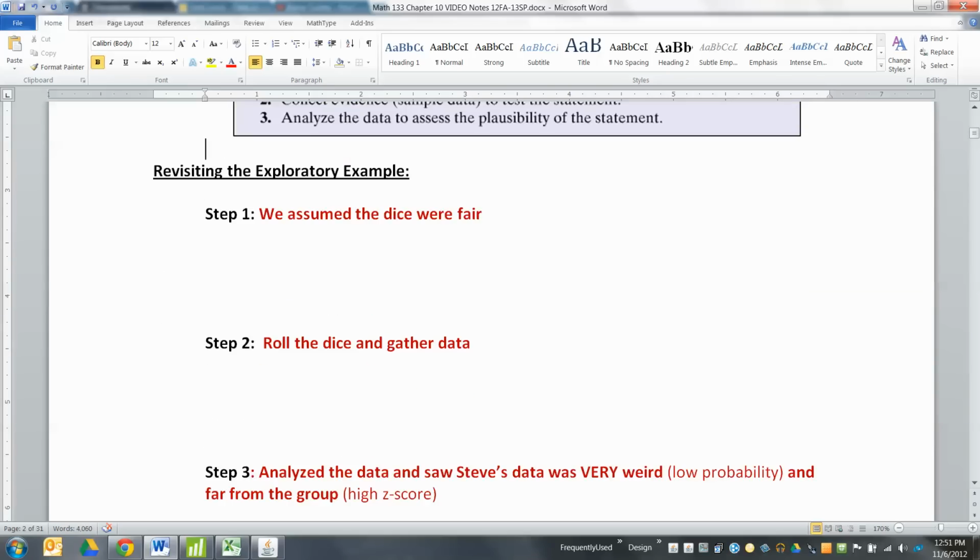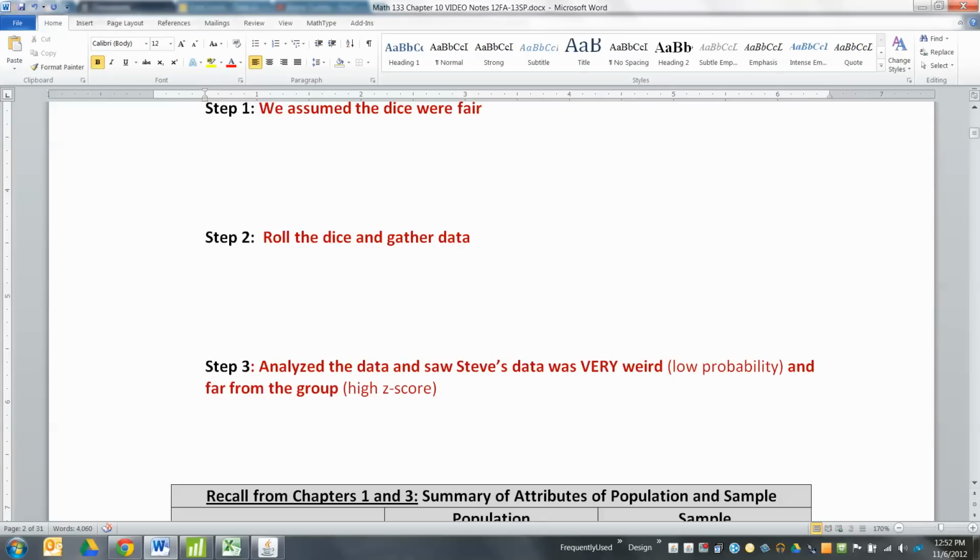So if we think about our exploratory example, we assumed that all the dice were fair, right? And then we roll a die, or in your case, you use Excel to do it, and we gather data on how many 5s we got. Then we analyzed that data in a table and saw that Steve's data was very weird, right? It had a very low probability, and he was far away from the rest of the group. He had a very high z-score. It also would work with a very low z-score, basically just being far away from the mean.